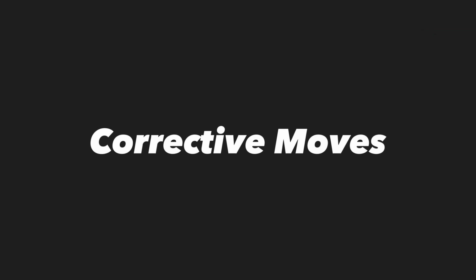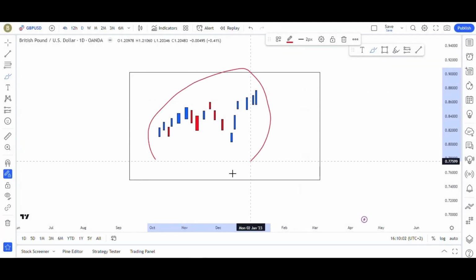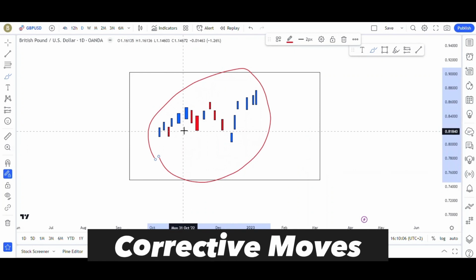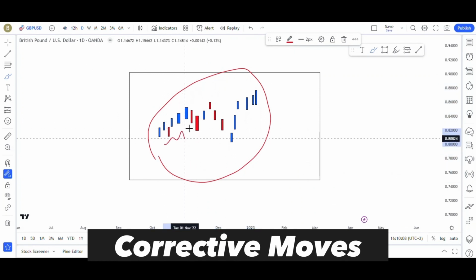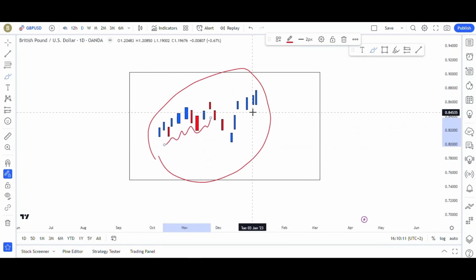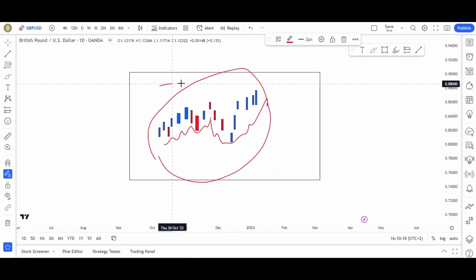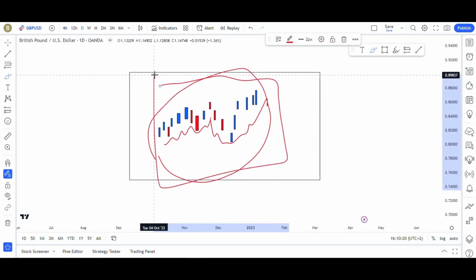Now we are going to learn about corrective moves and impulsive moves. Just look at this chart here. This is a perfect example of corrective moves. These are small candles, and where they move they don't have that much strength, you know, they are consolidating all the time. So this is the best example of corrective moves. Corrective moves actually consist of small candles and they are consolidating.